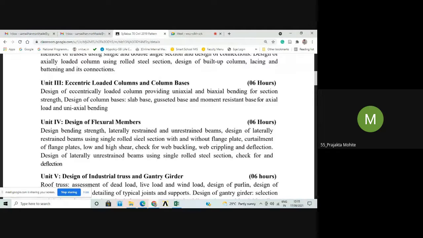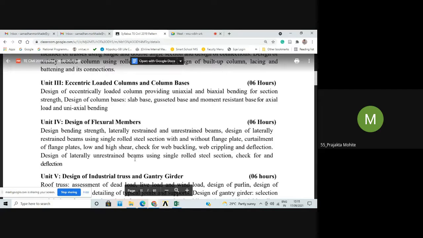One is design using single I sections. Sometimes when the bending moment is very high, we have to add one additional plate that we call either cover plates or flange plates. So with and without flange plates, that we also call design of built-up beams. Then curtailment of flange plates.